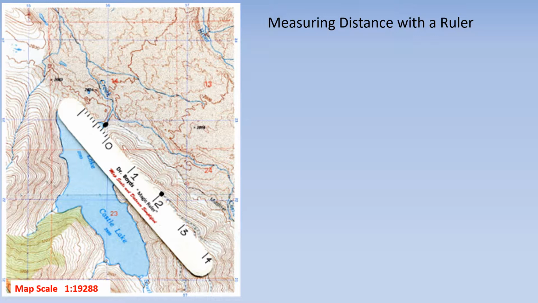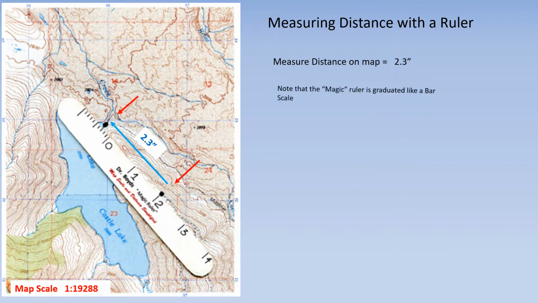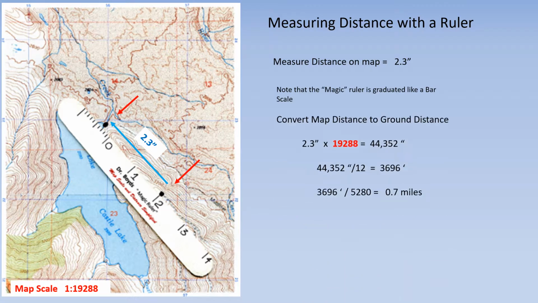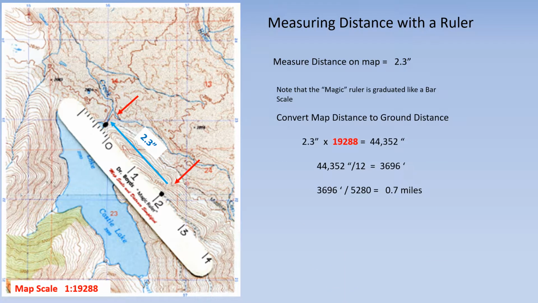Measure the map distance. Note that the magic ruler is graduated like a bar scale. Convert map distance to ground distance using the map scale. Always confirm the map scale before you use a ruler to measure distance.